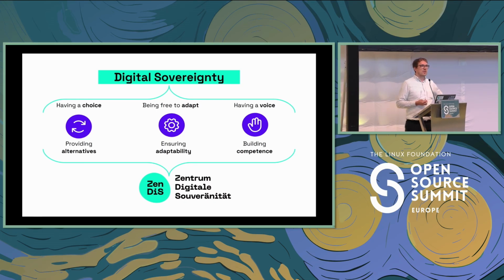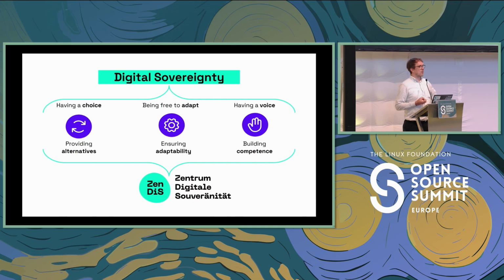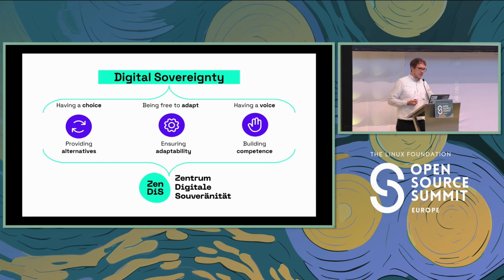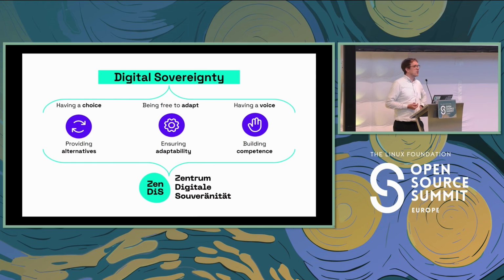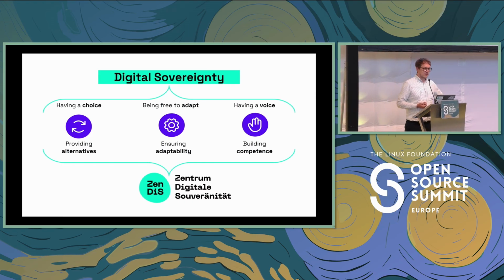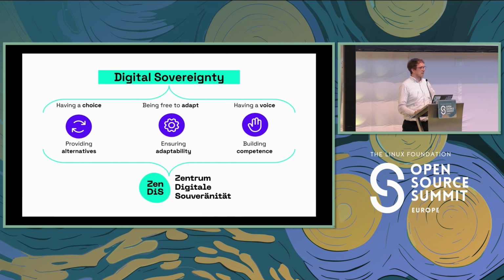The second part of the definition is about being able to adapt technology for the public sector and public sector infrastructure. That means mainly that we are able to implement cultural values, policies, and more into the technologies we use for setting up government and digital infrastructure. The third part is about having a voice and building competence within the public sector, negotiating and working with digital solutions in their portfolio and work.